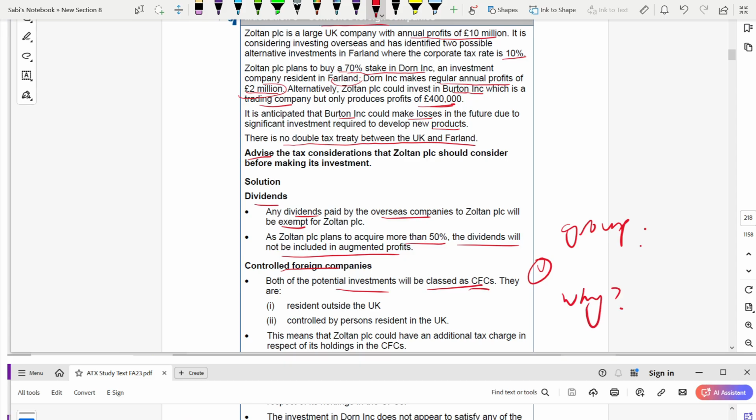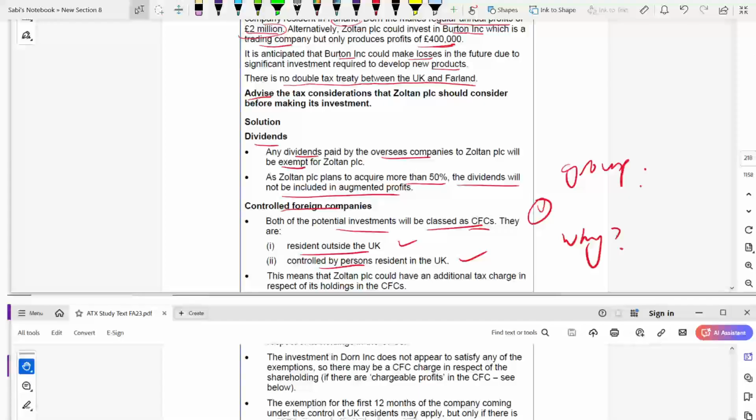Because they are resident outside UK, number one. Number two, controlled by person resident in UK. Resident outside UK, controlled by person resident in UK. Two reasons are satisfied. So now, what happens? This means they can have an additional tax charge. Okay, we'll see.